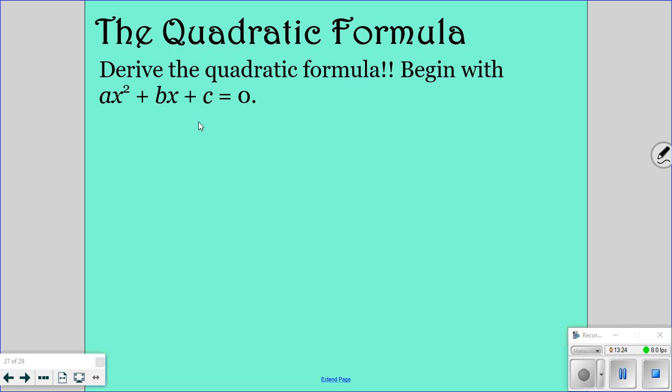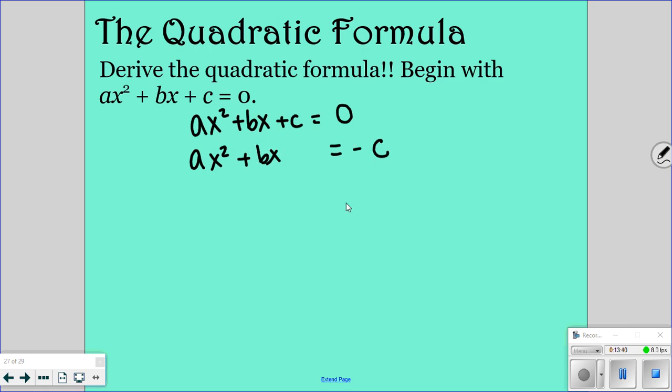So the first thing you're going to do, you're going to take the c and move it to the right side. So we're going to have ax squared plus bx equals negative c. And when you're deriving this on your test, you have to make sure you show all of your work. If you don't show all of your work, then it's not going to get marked correct.